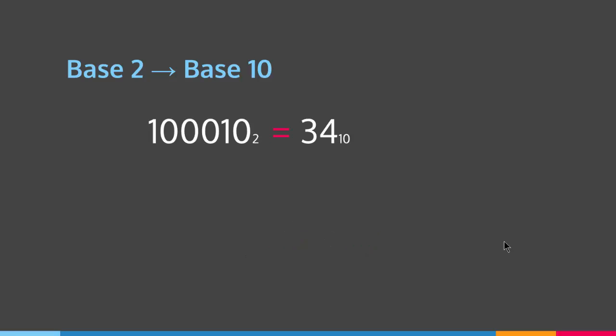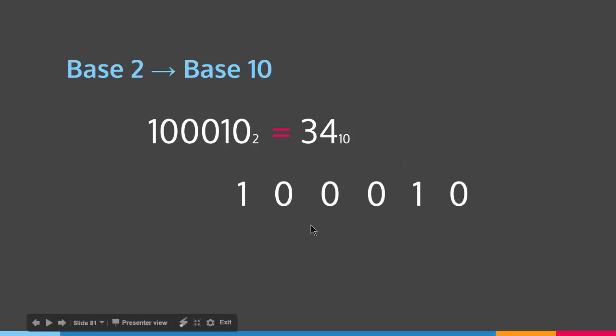Suppose we have 100010 in base 2. This is equivalent to 34. Okay, so how can we turn this number, which is base 2, into a number in base 10? Well, it will be the same way. Okay, so these are our numbers: 100010, and then I'll have 2 to the 0 under the first one, 2 to the first, 2 to the second, 2 to the third, 2 to the fourth, and 2 to the fifth.